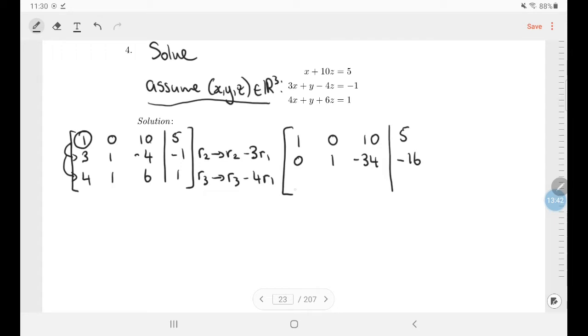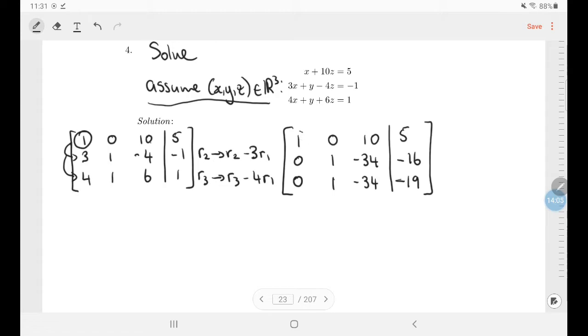4 minus 4 times 1 is 0. 1 minus 4 times 0 is 1. And 6 minus 4 times 10 is 6 minus 40, which is minus 34. And 1 minus 4 times 5 is 1 minus 20, which is minus 19. Now you might notice an issue here already.